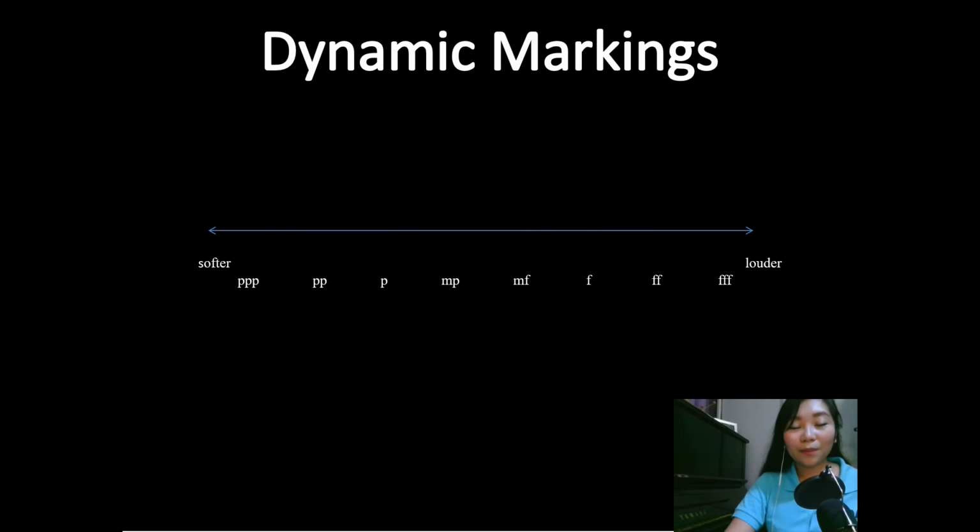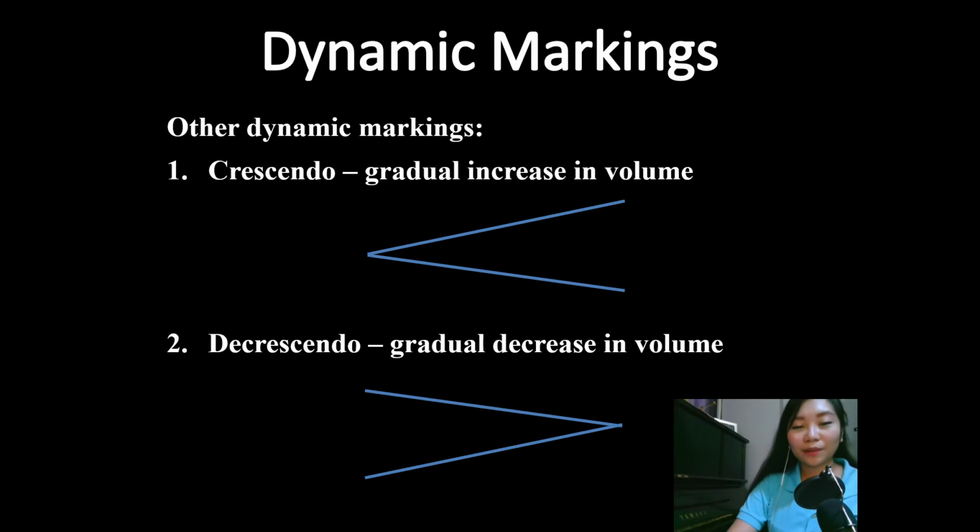Now I want you to look at this image. You will see that the more F it has, the louder it becomes, and the more P it has, the softer the music must be performed. Aside from those symbols, we also have other dynamic markings such as crescendo and decrescendo. For crescendo, if you look at the symbol or marking, you will start soft and then gradually increase in volume. On the other hand, for decrescendo, you will start loud and then decrease in volume.